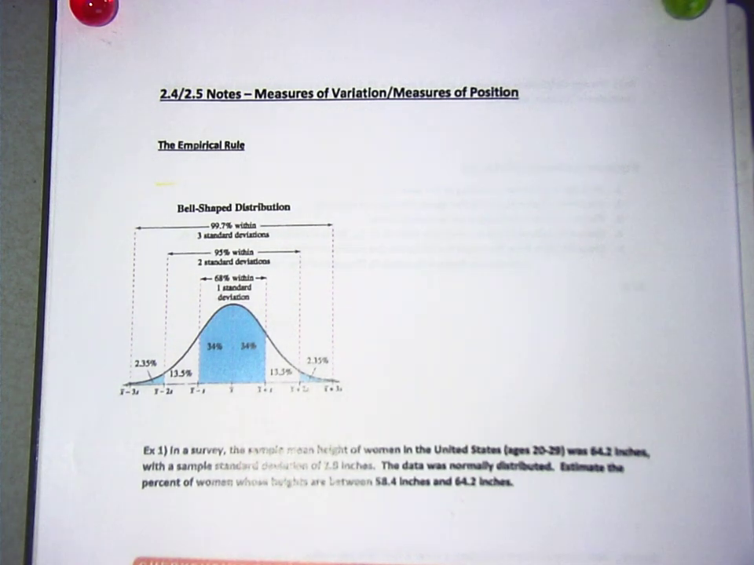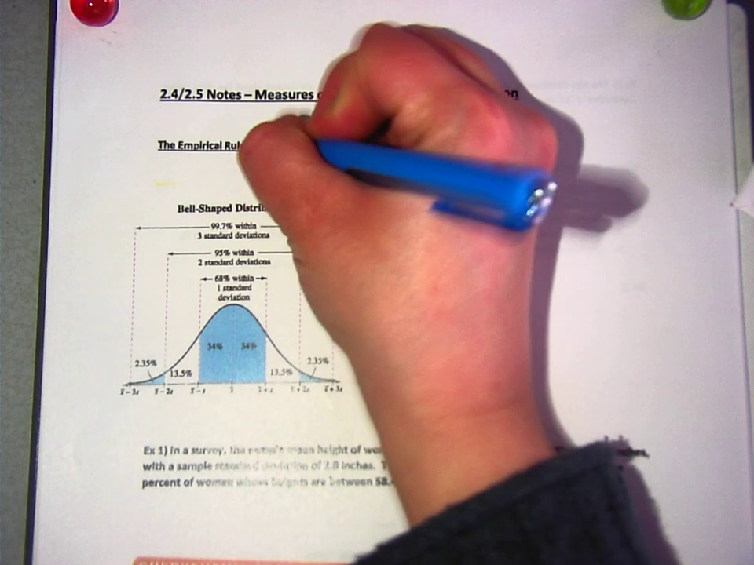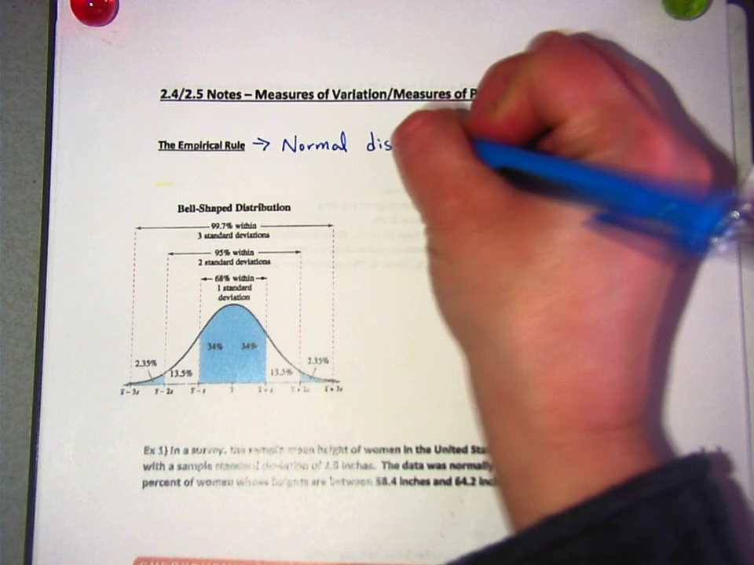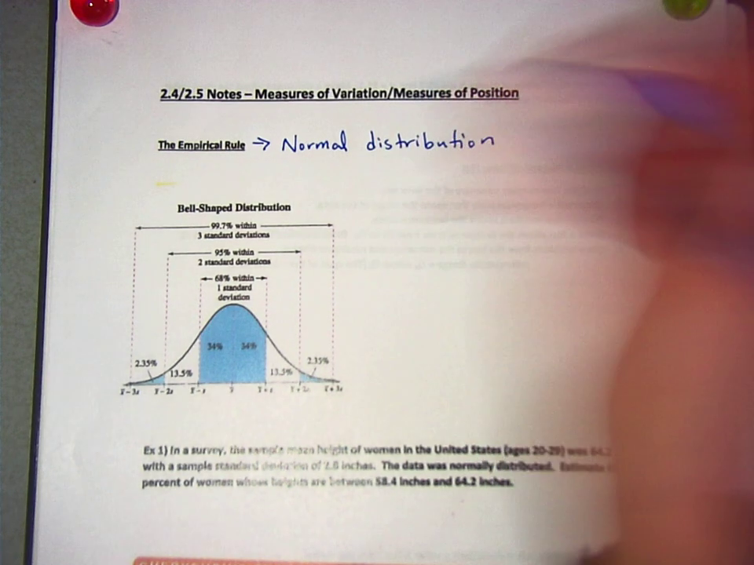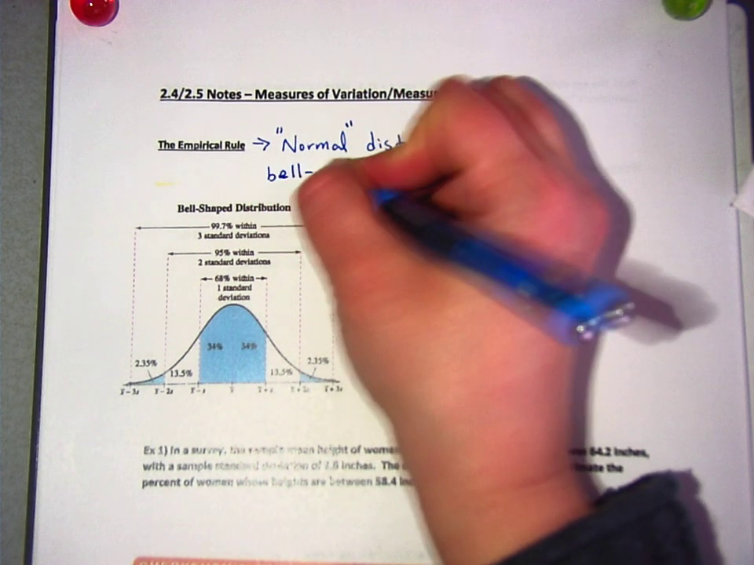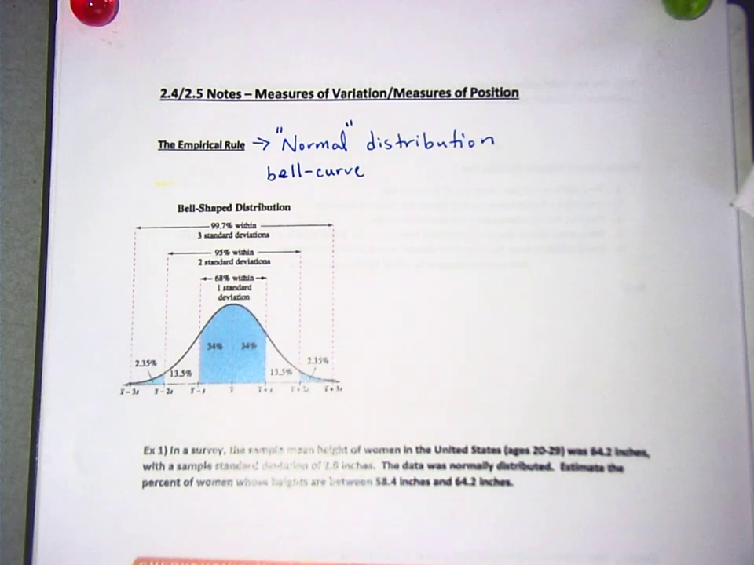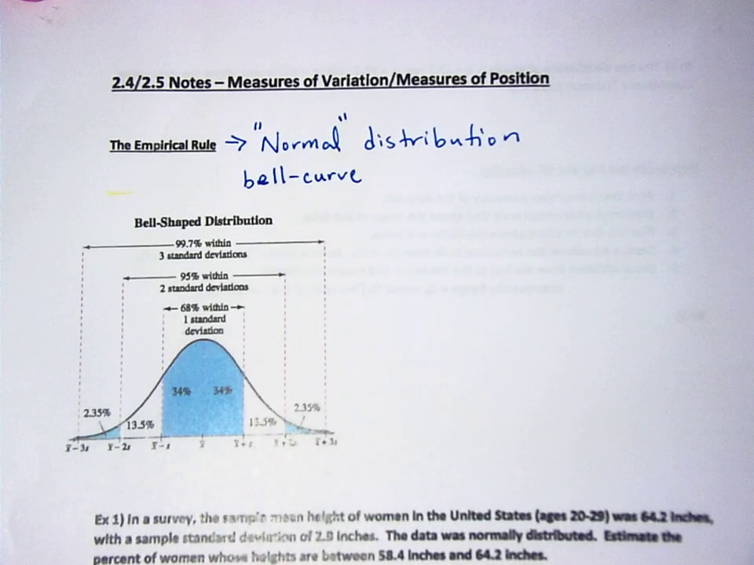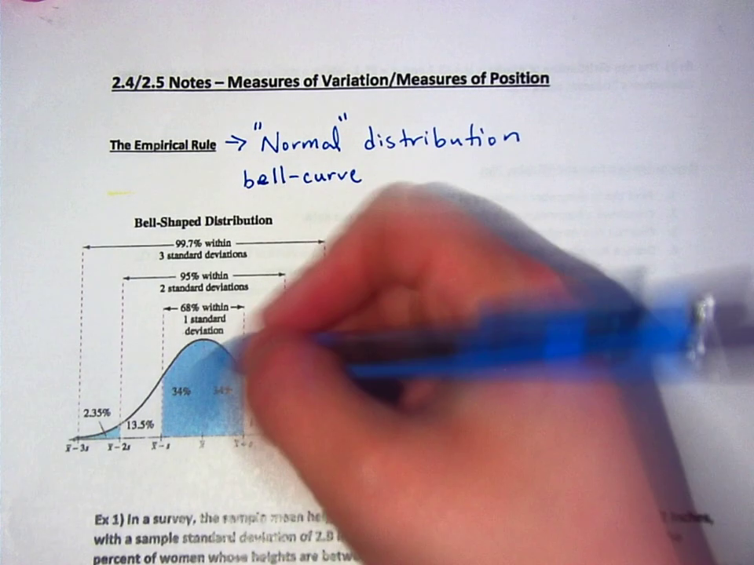Today we're finishing up 2.4 and moving on to 2.5, which is all about measures of position and variation. We're going to start with the empirical rule, which is all about a normal distribution. The word normal means a bell curve. They love to use the words normal distribution in AP Stats. You'll see it all the time. So anytime you see normal, I need you to think of a bell curve.